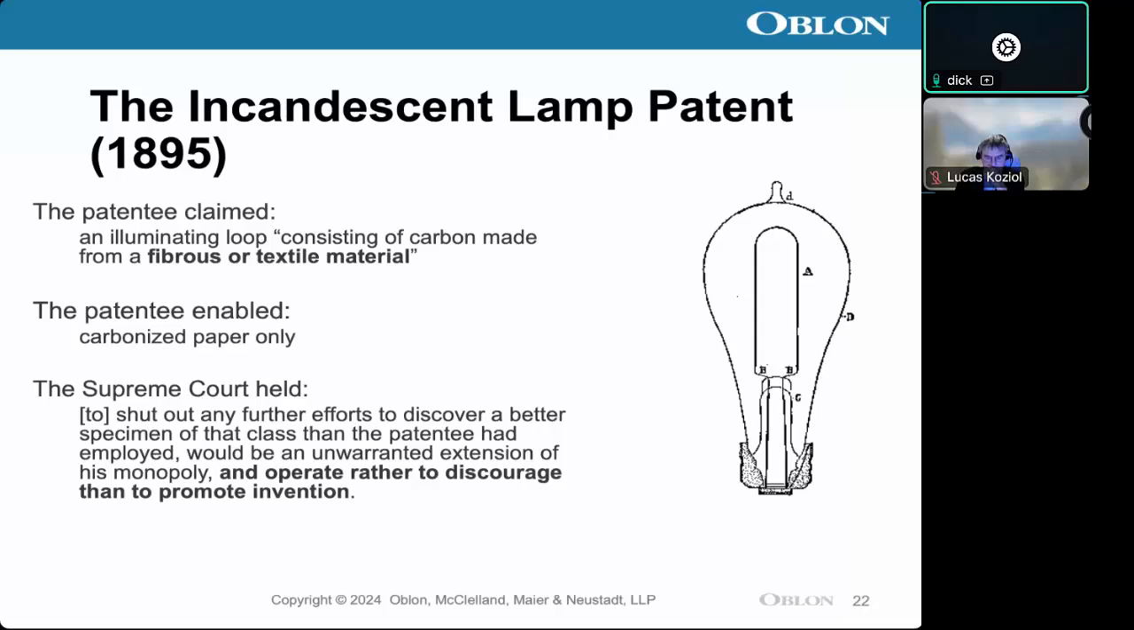Now again, the Supreme Court came back to the concept that what they were doing was preempting the field, and that the patent would operate to discourage rather than promote invention. And this preemption and discouragement is a concept that runs throughout a lot of the cases involving both enablement and abstract ideas at the Supreme Court. Now, the patent did disclose an embodiment which used carbonized paper, but it wasn't exactly a great embodiment. The light died pretty quickly.